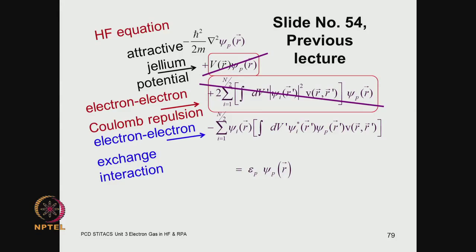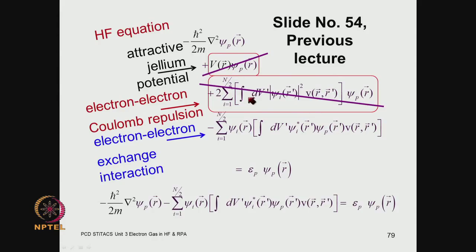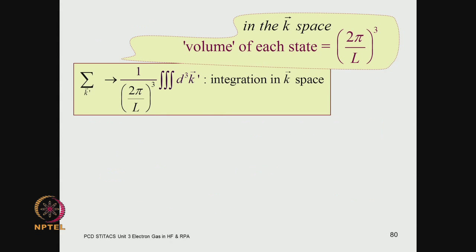Okay? So the Hartree-Fock equation for a free electron gas is now left with only this kinetic energy term and this exchange term. These two happily cancel each other. So these are the two terms. This is the kinetic energy part and this is the exchange part.